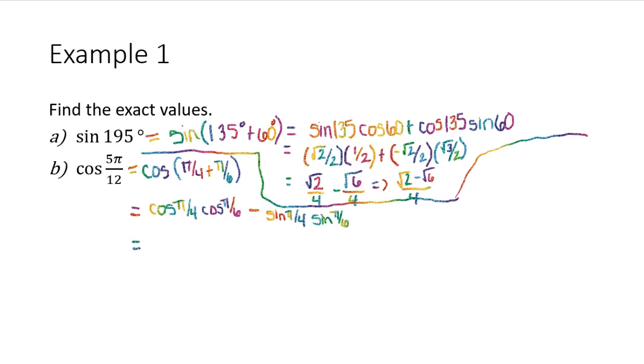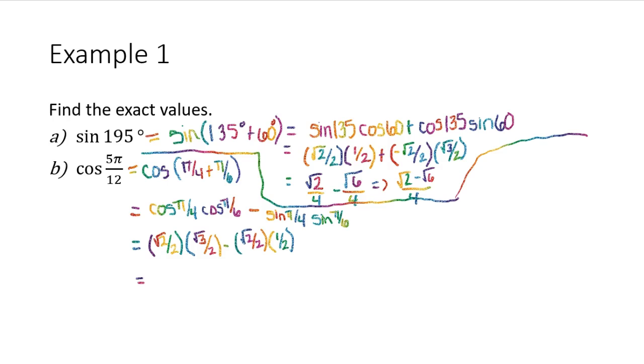Okay, let's go to the unit circle and simplify this. At pi over 4, the cosine is positive square root of 2 over 2. At pi over 6, the cosine is positive square root of 3 over 2. At pi over 4, the sine is positive square root of 2 over 2, and the sine at pi over 6 is positive 1/2.